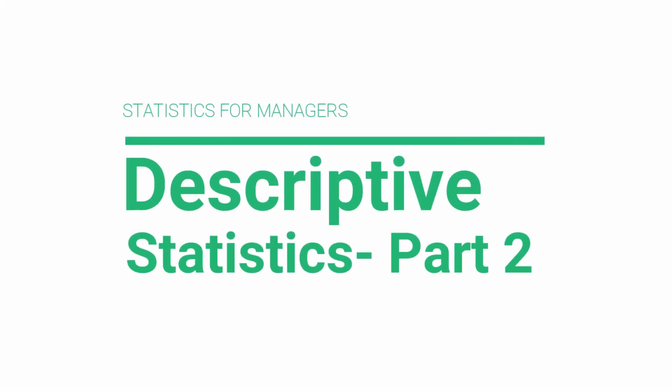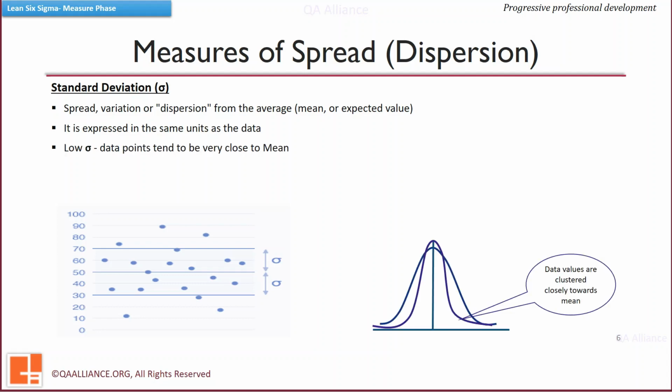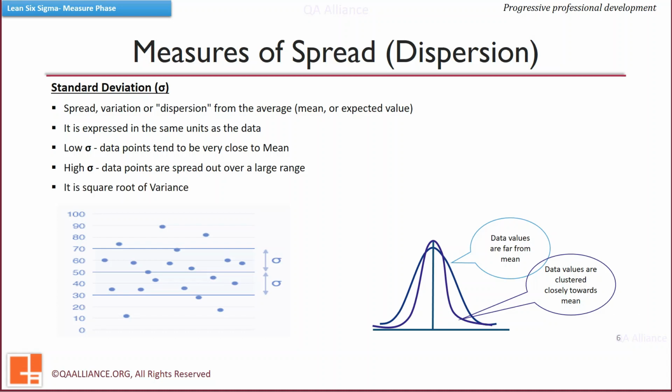Standard deviation means how spread out the data points are. It is represented by sigma, a Greek letter. It is expressed in the same unit as the data. Low sigma means that the data points tend to be close to the mean, while high sigma means that the data points are spread out over a large range. Standard deviation is the square root of variance.